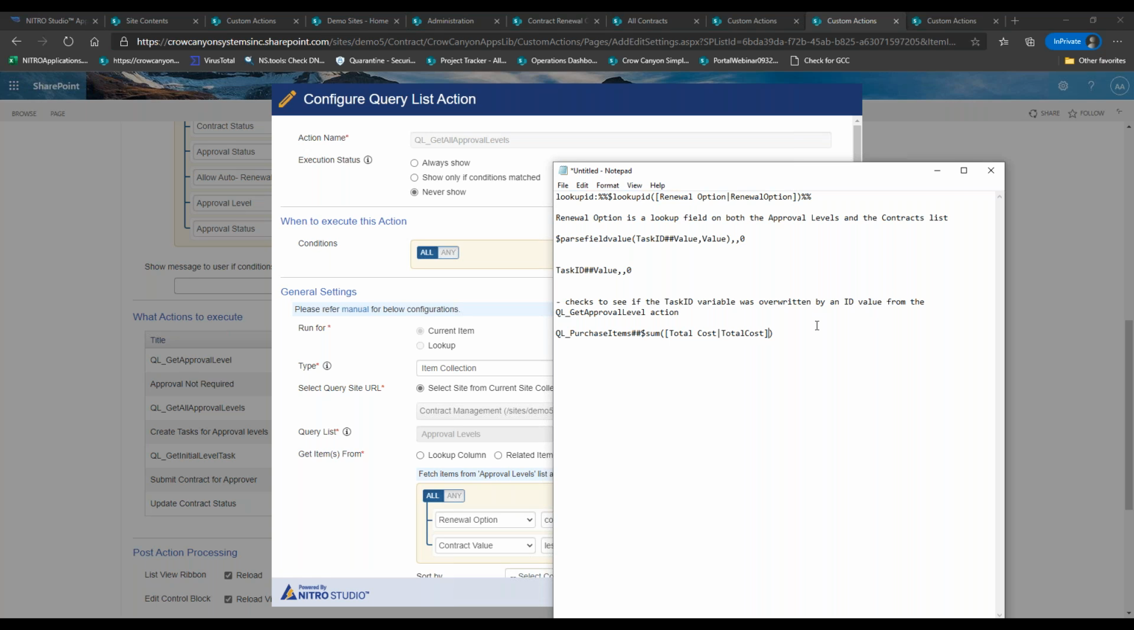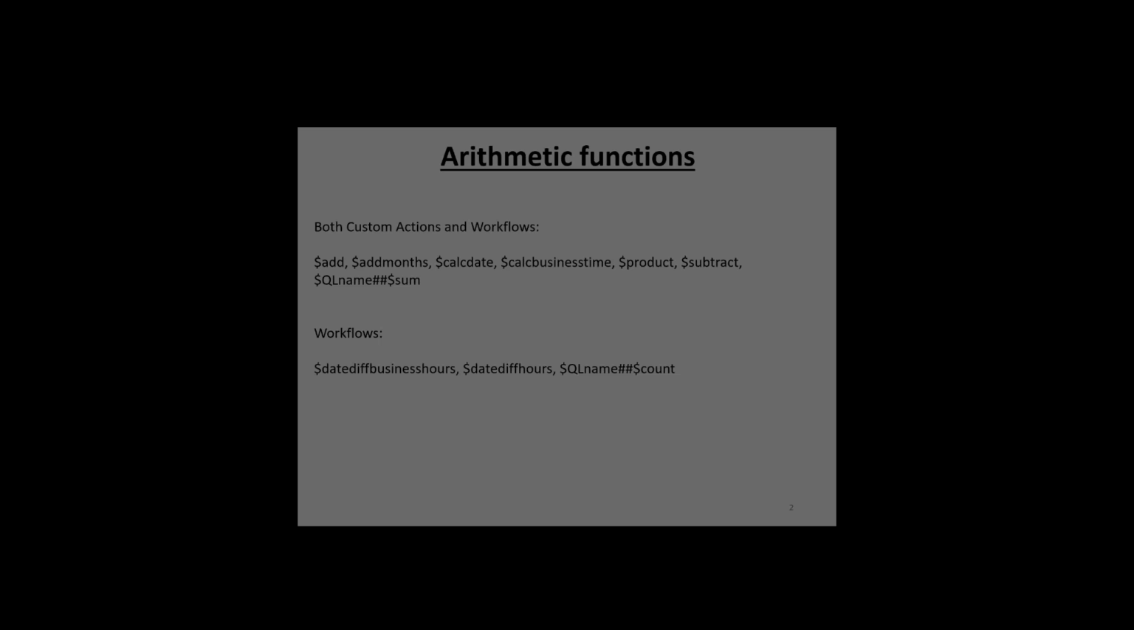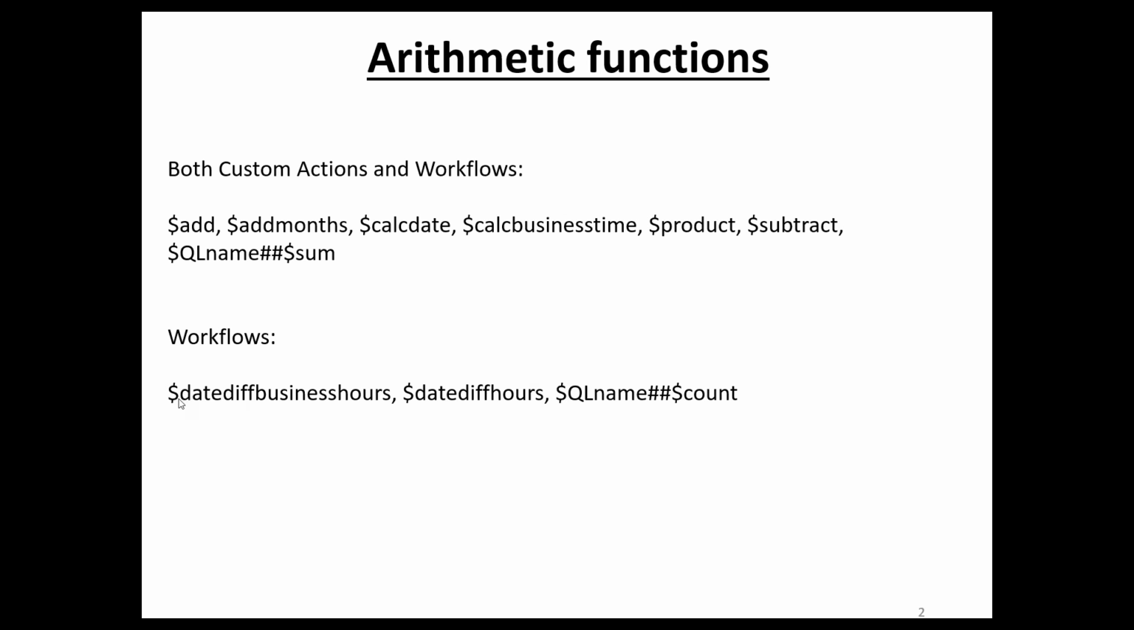Yeah, something like that. So that'll get you the sum of the total cost of all those line items that were brought back from that query list item collection. So that's the QL sum, and then we do have some workflow specific ones. Let's just pop this open real quick. We do have some workflow specific ones, and we are trying to get them into our custom actions.